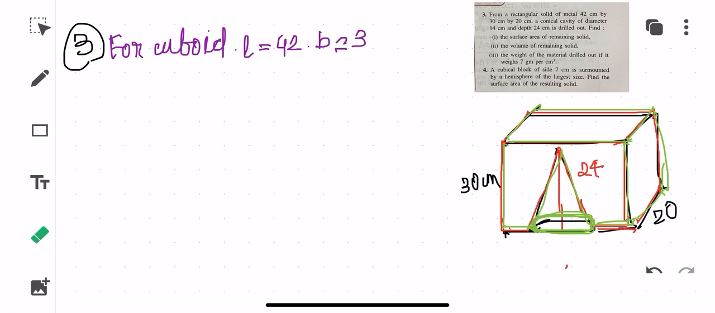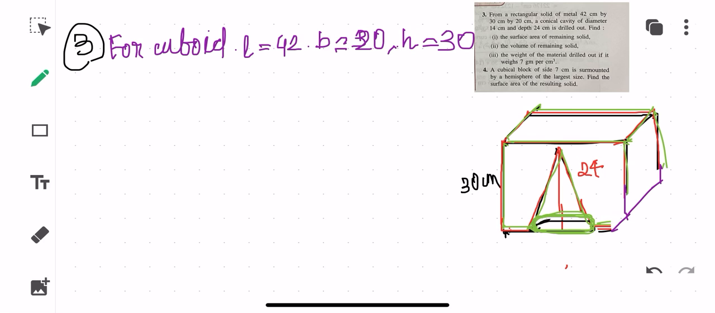Here, why did I take 30 as height? Because, children, if I take 20, then what will happen? Then I cannot dig out a 24 centimeter height from that. So I'll be taking this as B, I'll be taking it as 20, and we'll see whether the answer comes out right or not, children. This has to come out right anyway.